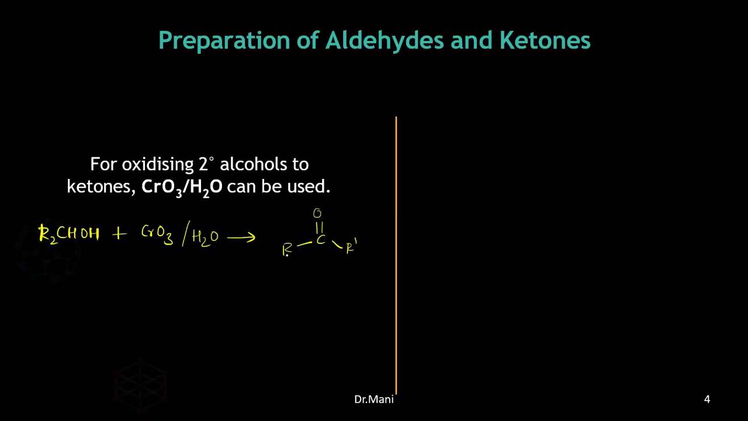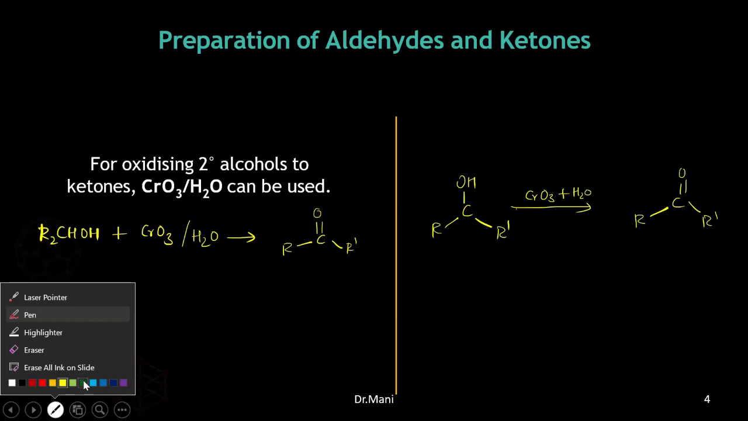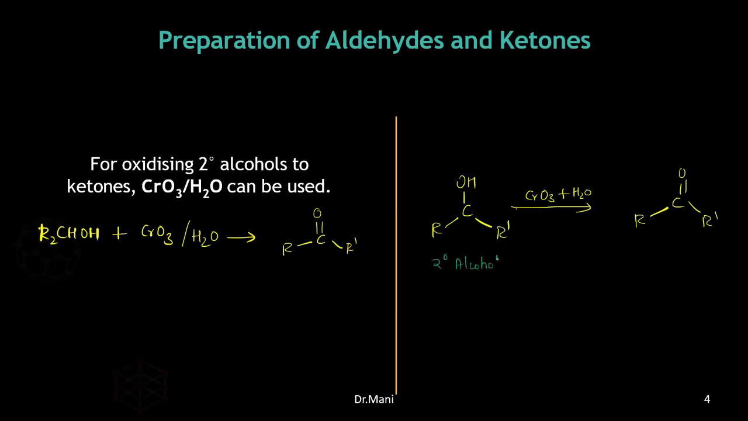Which is a ketone. So just remember, whatever R CHOH R dash is there, it will oxidize. It will remove the hydrogen in the presence of CrO3 plus water, aqueous chromium trioxide, and that will be converted into the ketone. Understood? So the secondary alcohol will convert into the ketone. What you need to know here is that the oxidizing agent, chromium trioxide, should be provided in aqueous solution. And remember, we saw that PCC is a selective oxidizing agent.